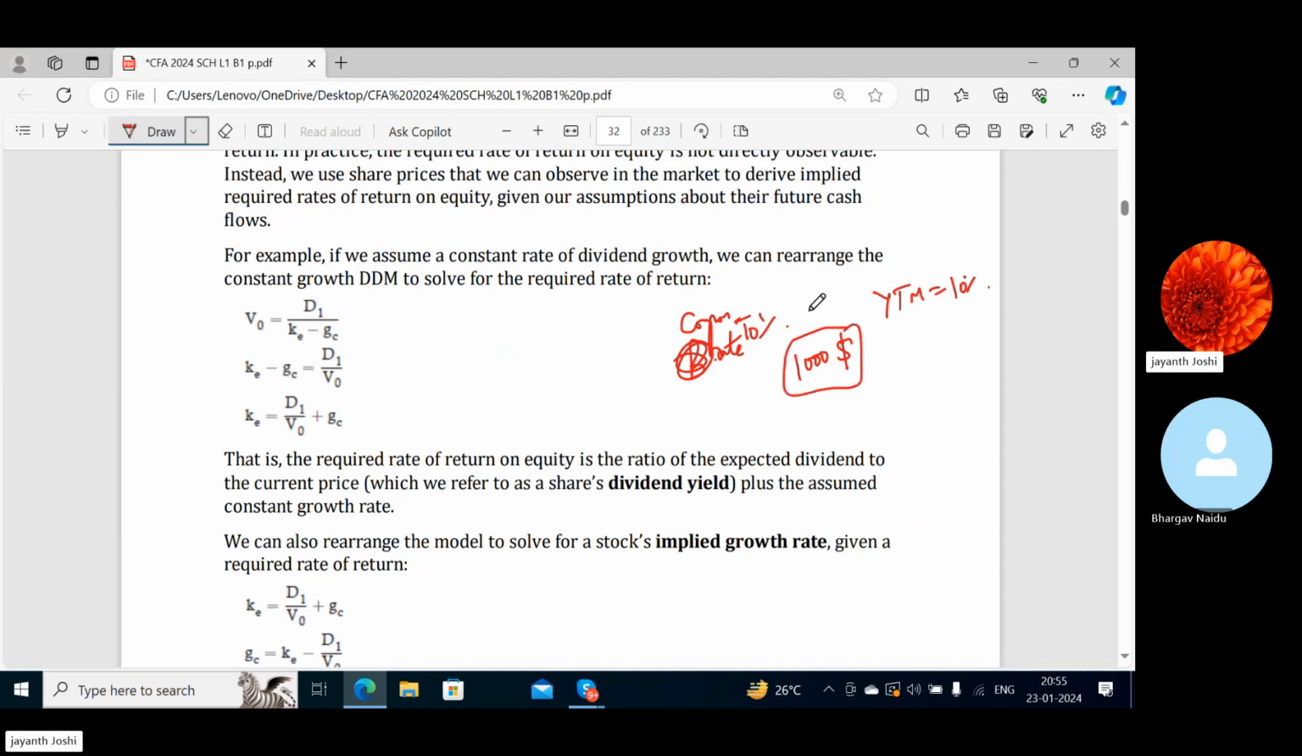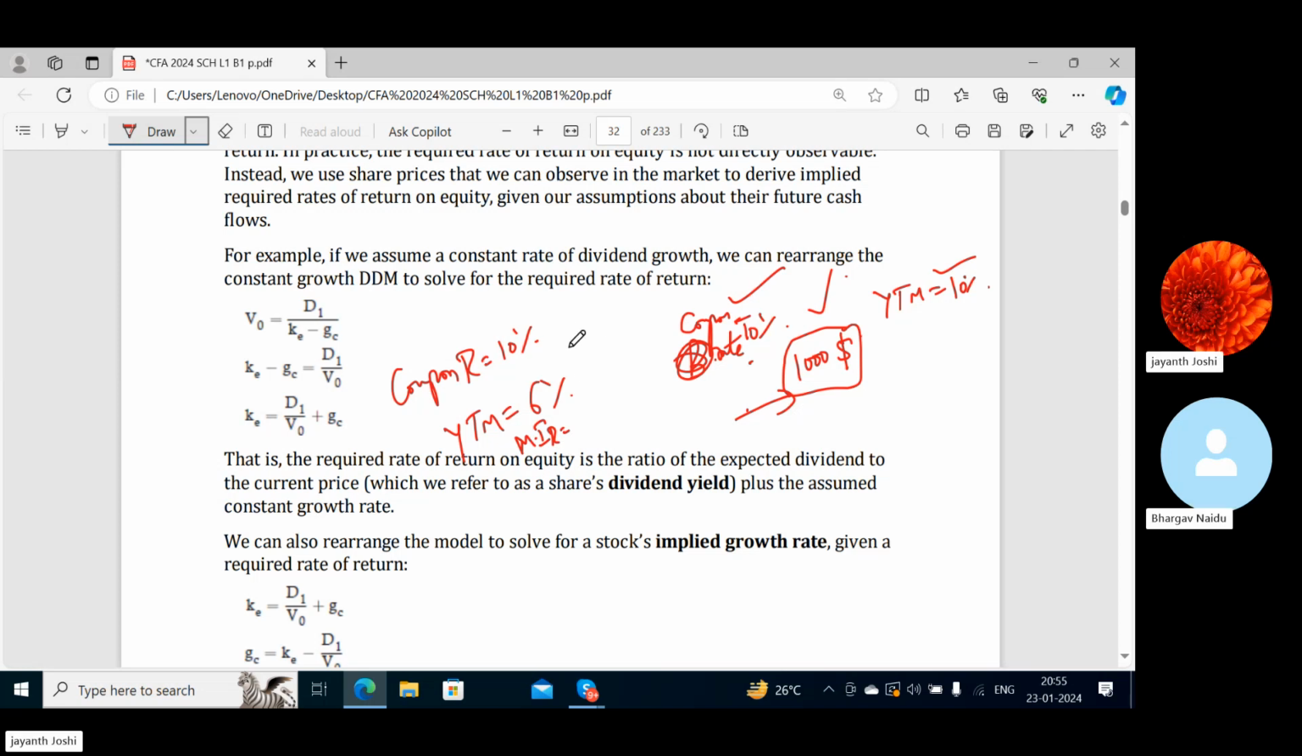Are you understanding? Because what the company is paying and what the investors are demanding are the same. But if the coupon rate is 10% and the YTM is, let's say, 6%, then this bond will trade at what? Discount or premium? The market interest rate is 6%. Will this trade at a discount or premium?